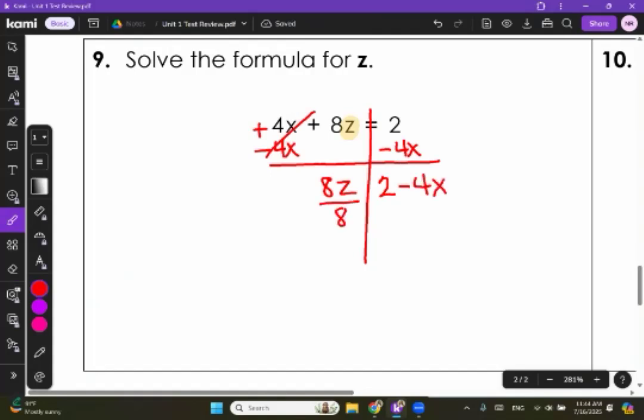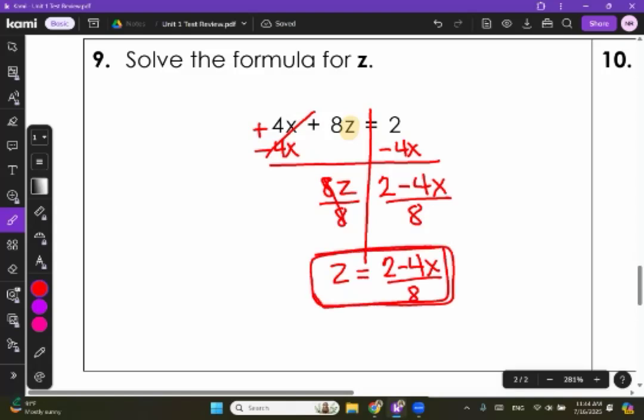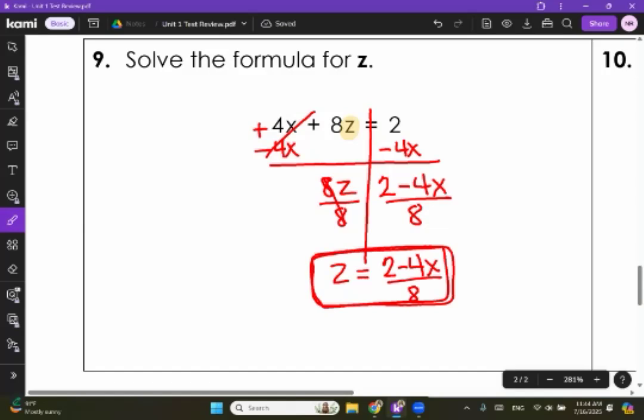Last step is to divide. If you divide 8 here, that's how it's going to be written in the answer. The way the numbers moved, that's the way it stays. The way you move it, it stays.